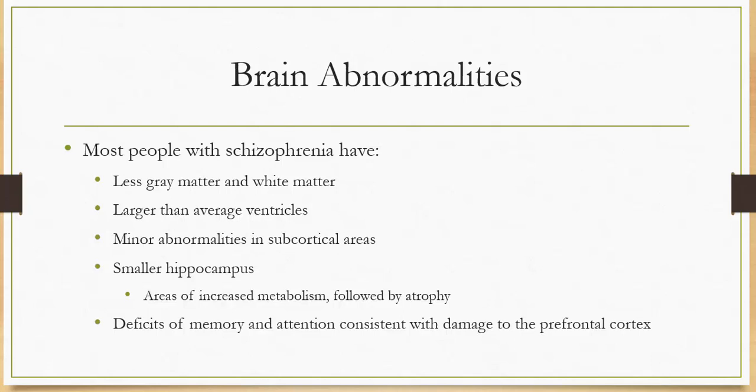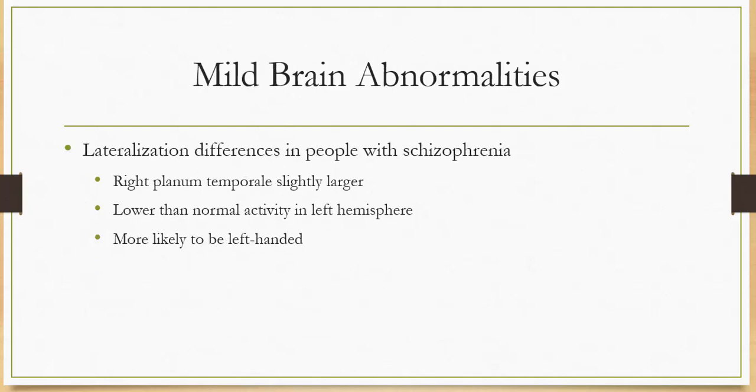They have larger than average ventricles, and I have a nice picture for you on that one. They have minor abnormalities in subcortical areas, which was the smaller hippocampus. Dang, that hippocampus seems to be causing problems in all of these. There's deficits in memory and attention consistent with damage to the frontal cortex. And then we have another one here.